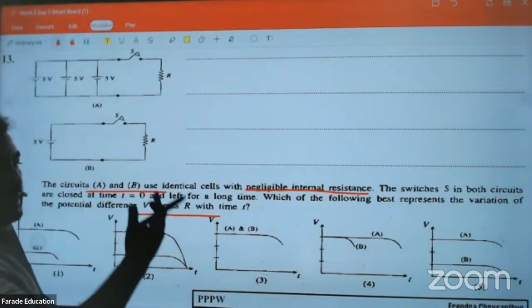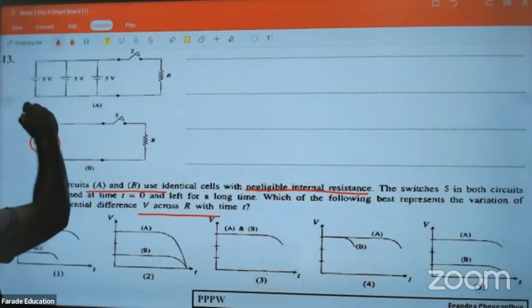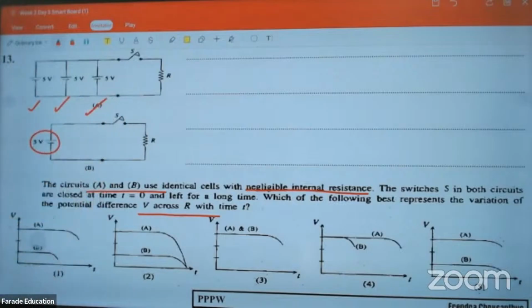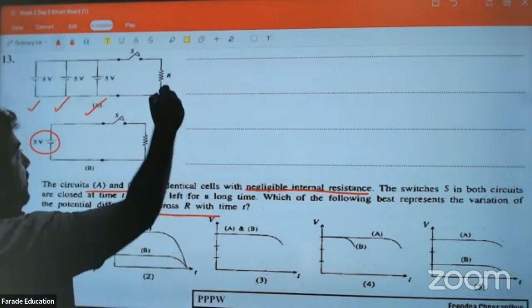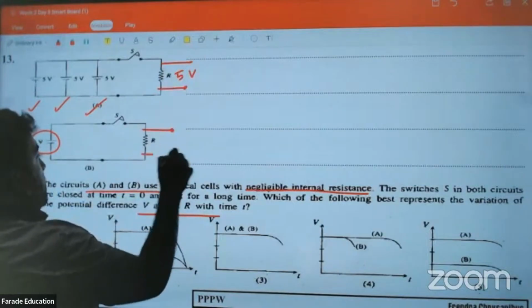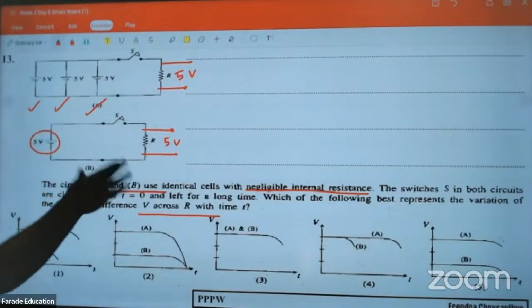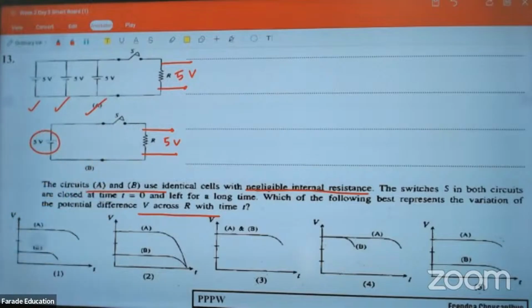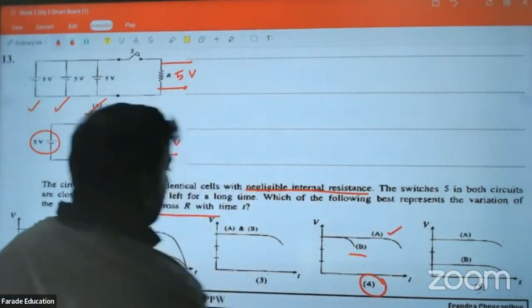Right. Now remember, a battery will get weaker. Here there is one 5-volt battery. Here there are batteries in parallel to each other. So here the voltage will always be 5 volts. Here also the voltage will be 5 volts. But after some time, this will start discharging and the voltage will reduce. So B will reduce quickly, while A goes on for a long time. The correct answer is answer number 4.